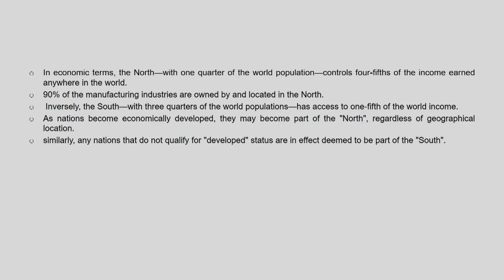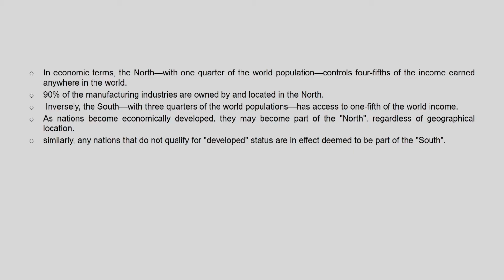And also this distinction between the global north and the global south has become increasingly less rigid in the last 2 decades or so, which we will discuss in the next slides. It is no longer just a matter of geographical location that countries may be categorized as the global north or the global south. So when nations become economically developed, they may become part of the north regardless of their geographical location. And similarly, any nation that does not qualify for developed status can effectively be a part of the south.